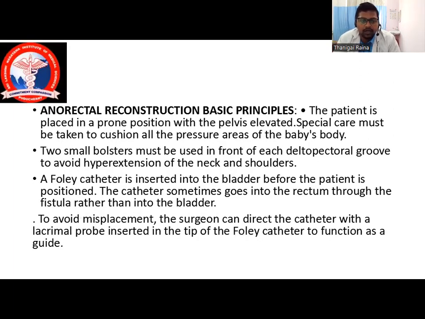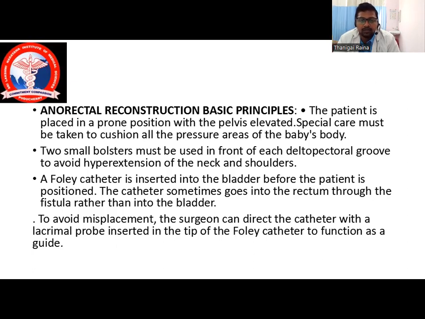So, anorectal reconstruction, basic principles. The patient is placed in the prone position with the pelvis elevated. Special care must be taken to cushion all the pressure areas of the baby's body. Two small bolsters can be used in front of each deltopectoral groove to avoid hyperextension of the neck and shoulders. A Foley catheter is inserted into the bladder before the patient is positioned.